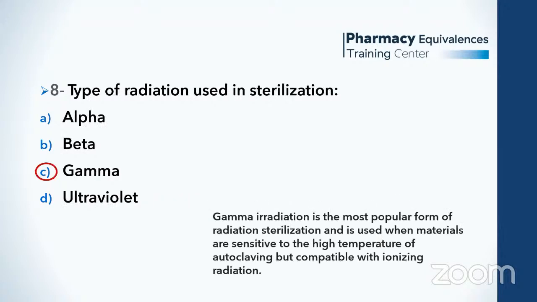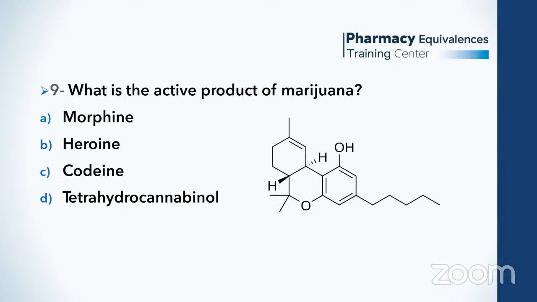So I'm sorry, again, to clarify this point. Gamma radiation is the radiation used for sterilization for products sensitive to the high temperature of autoclaving. But autoclaving is compatible with ionizing radiation. No, we cannot use the ultraviolet radiation.